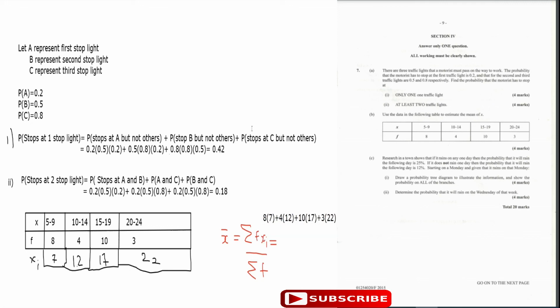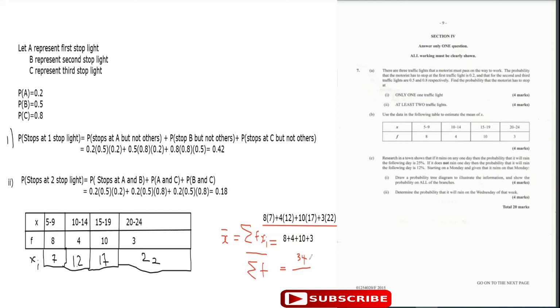So that's the sum of f of x, and all of this is of course being divided by the sum of f, and the sum of f is just the 8 plus the 4 plus the 10 plus the 3. And so let's work it out. Put all of this in a calculator to get what is bar x. So you work it out, 8 times 7 plus 4 times 12 plus 10 times 17 plus 3 times 22. That's 340.